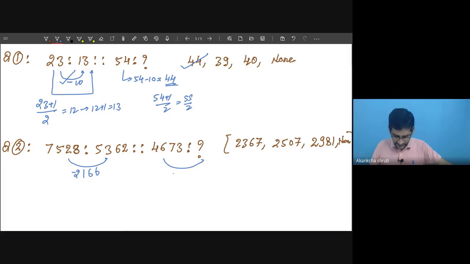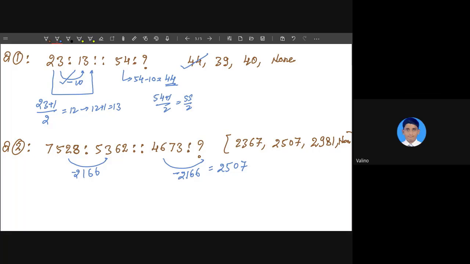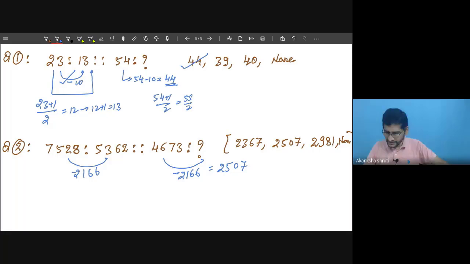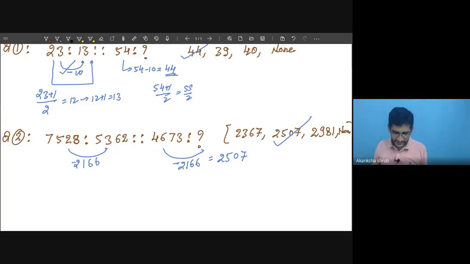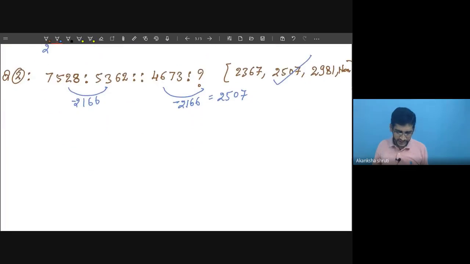So what is this? You have to just subtract 2166. Then you will get 2507. Is it correct? Matching? Yes, sir. So this is your answer. Okay, so simple. This was asked in your NTSE examination. So students, questions are not difficult, though the number is bigger.